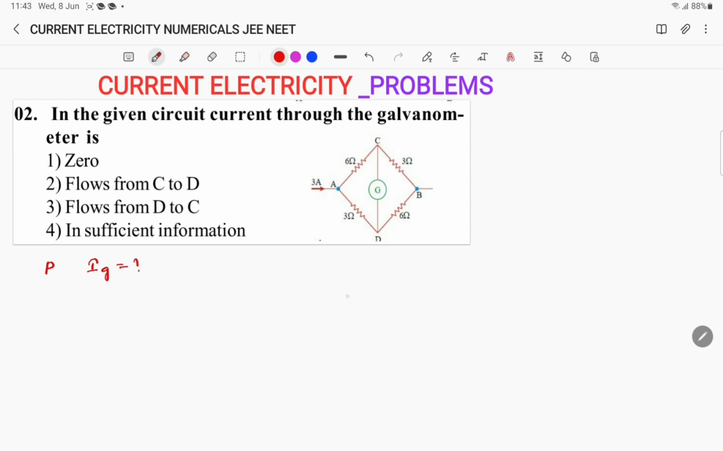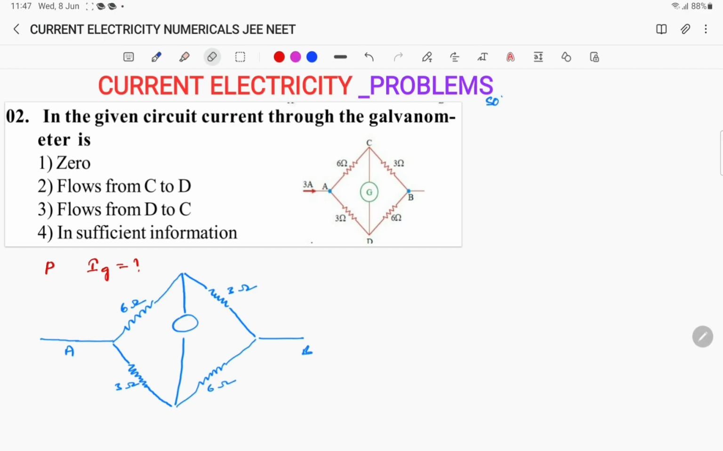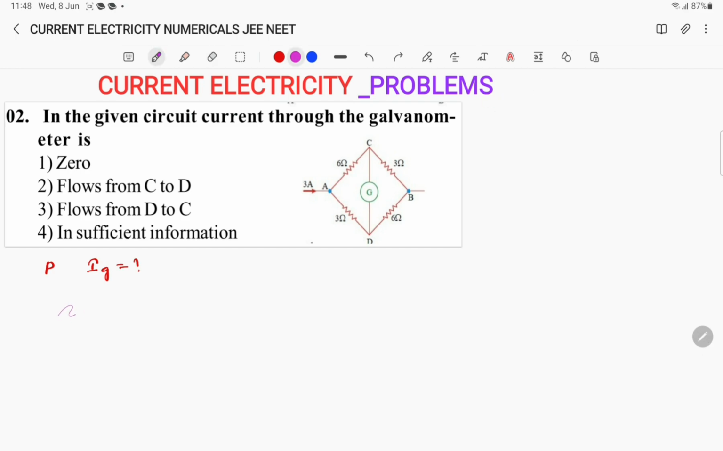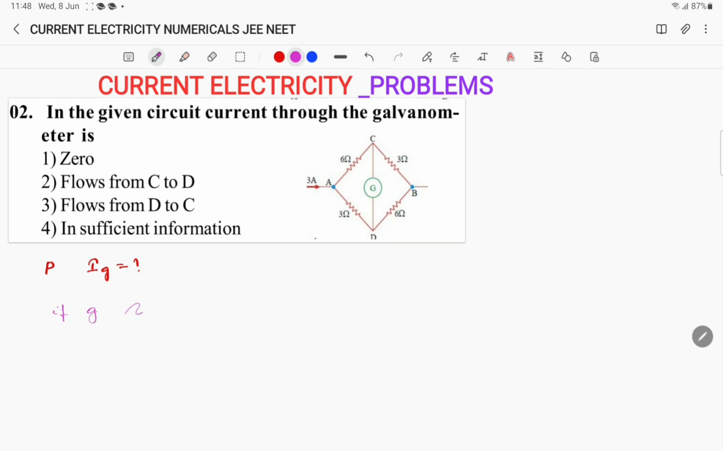Let us find out the current through the galvanometer. According to the problem, they are given four resistors, and we have to find out from where to where the current through the galvanometer flows. Suppose the galvanometer is removed, what happens? If the galvanometer is removed, let us draw the circuit diagram and see how it becomes.